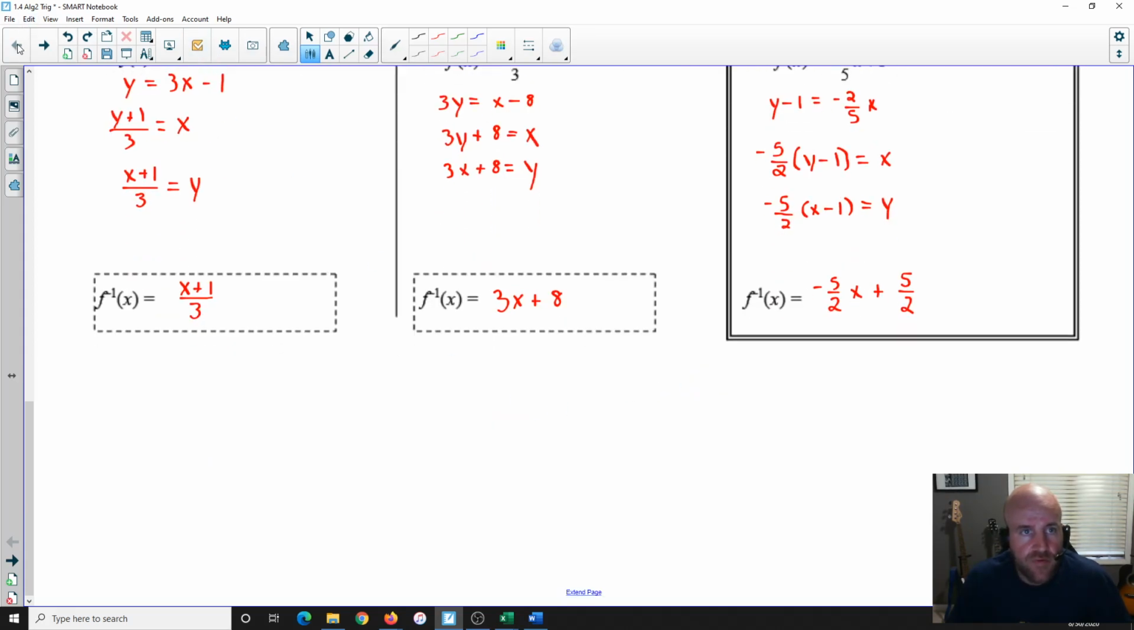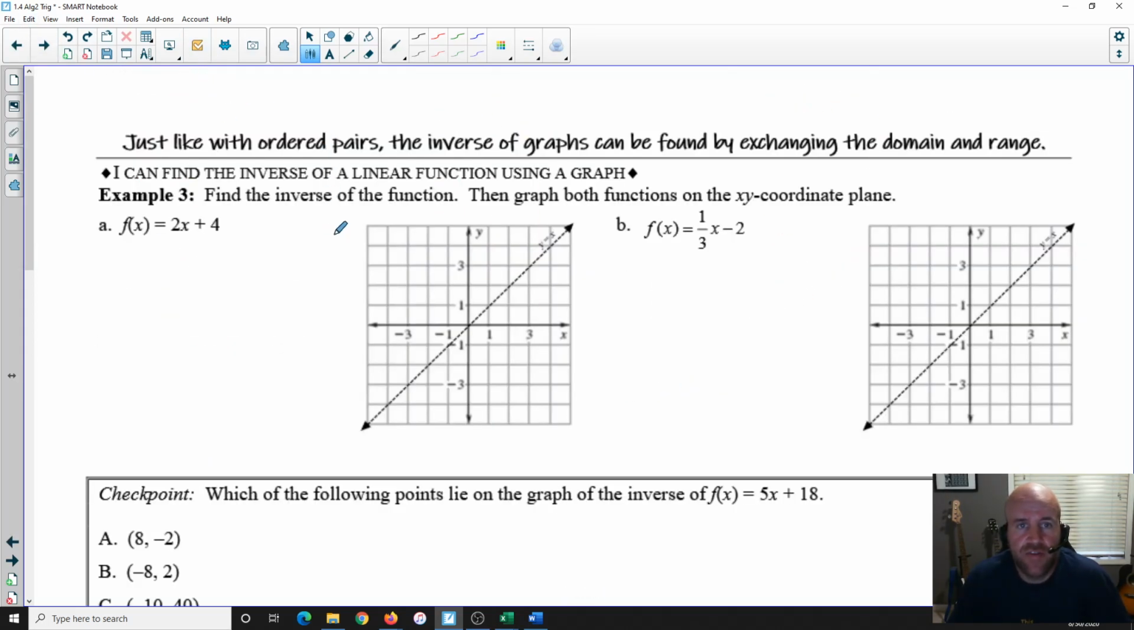All right, moving on. So we have example 3. So I can find inverses of a linear function using a graph. So this is kind of what I was talking about before. So we have 2x plus 4. So we can graph that function because it says we have to graph both functions. So let's go ahead and graph this.